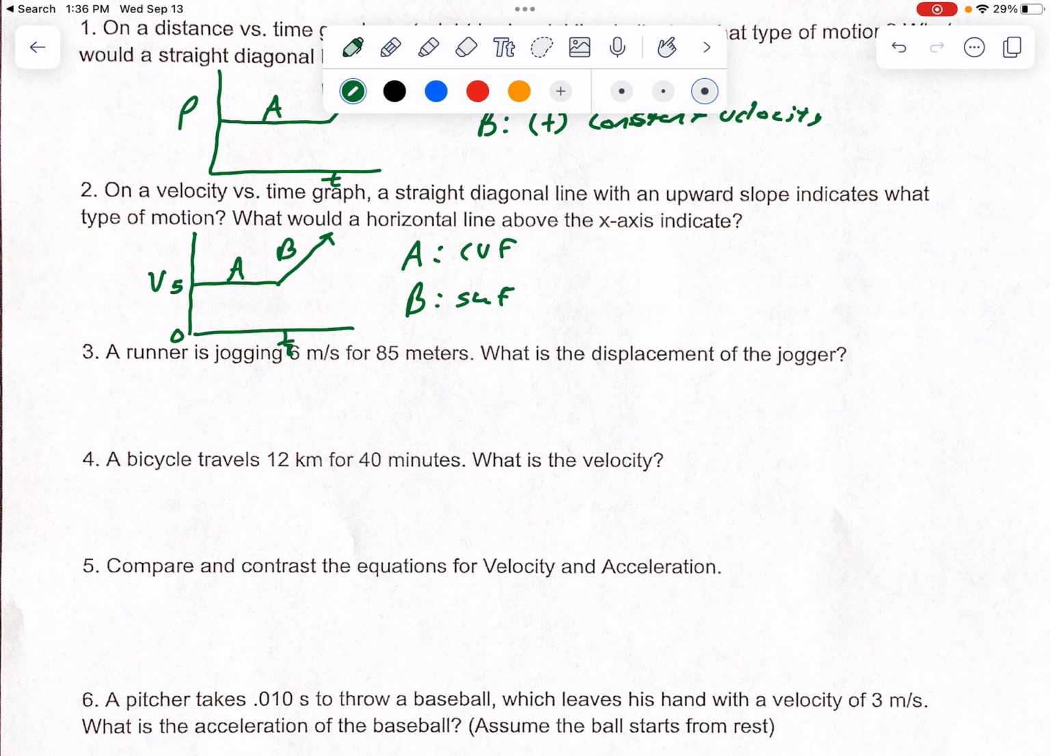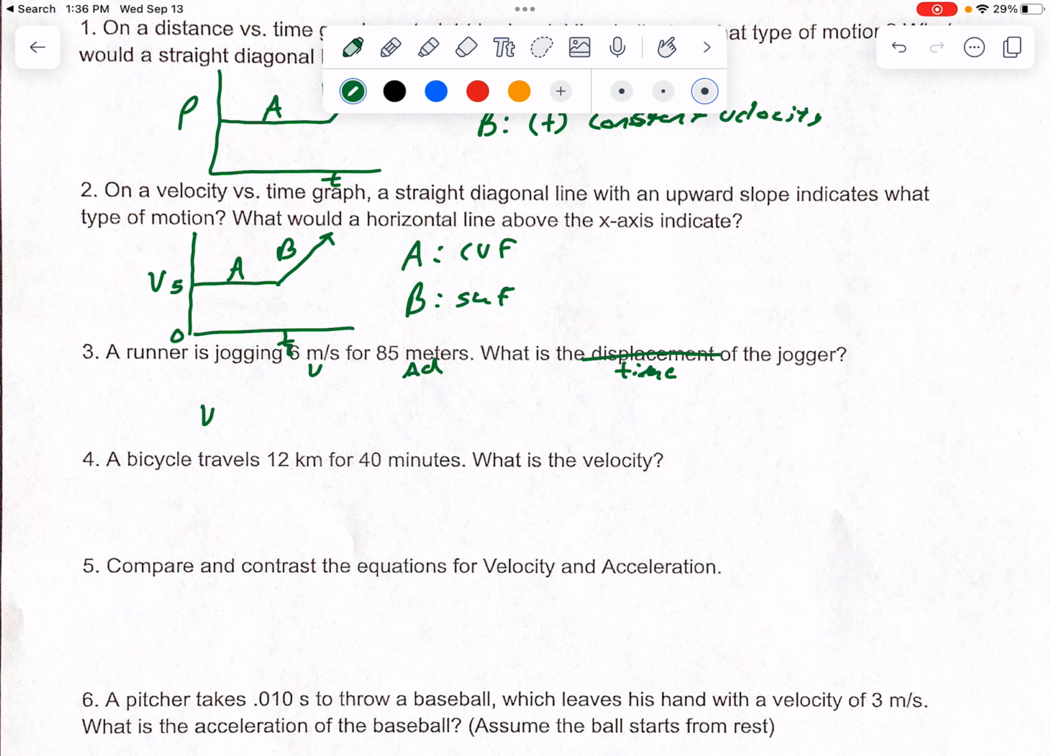So a runner is jogging 6 meters per second, so that's velocity. 85 meters, that's displacement. What is the displacement? Now that was a typo. It should have said what is the time of the jogger. So if you've been trying to work that one out and you're like, what the heck's going on? That's why. So I've got V, I've got D, and I'm looking for T.